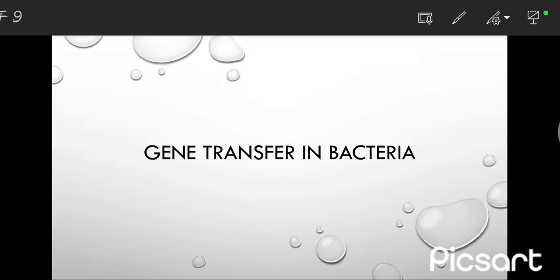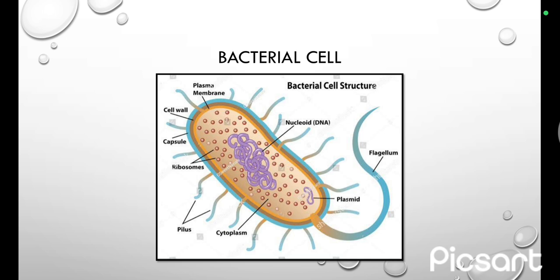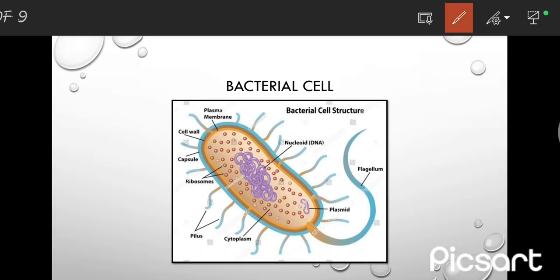In today's lecture, we are going to see gene transfer in bacteria, how gene transfer is done in bacteria. Before learning gene transfer in bacteria, you should know the bacterial cell structure. Bacterial cell structure includes cell wall, plasma membrane, capsule, ribosomes, pili, cytoplasm, flagellum, nucleoid DNA, and plasmid. So these are the basic structures of a bacterial cell.